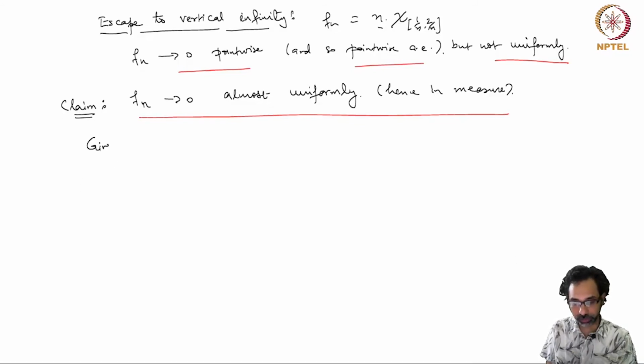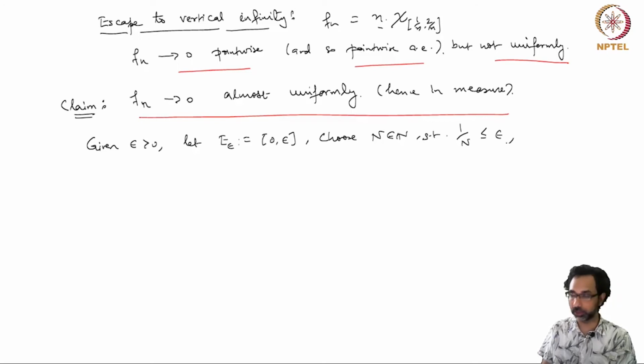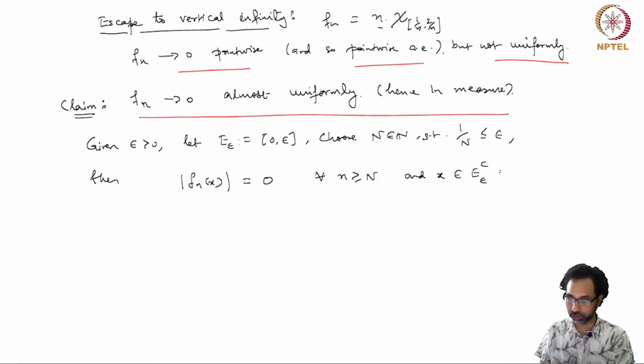Given epsilon greater than 0, let E epsilon be the interval 0 to epsilon. Now if we choose capital N such that 1 over N is less than or equal to epsilon, then the modulus of Fn(x) is actually going to be 0 for all n greater than or equal to N and x belonging to the complement of this interval 0 to epsilon. So what is happening here?